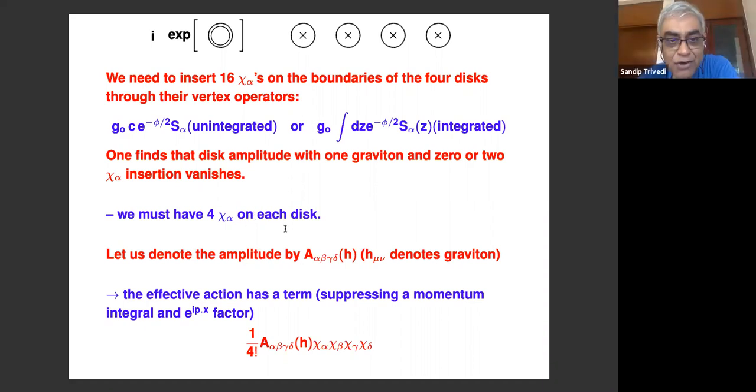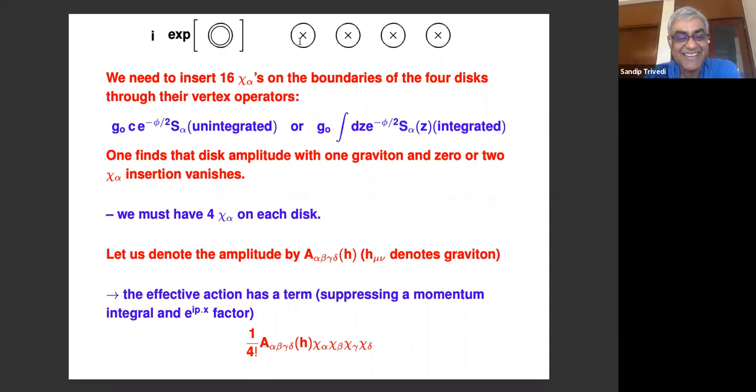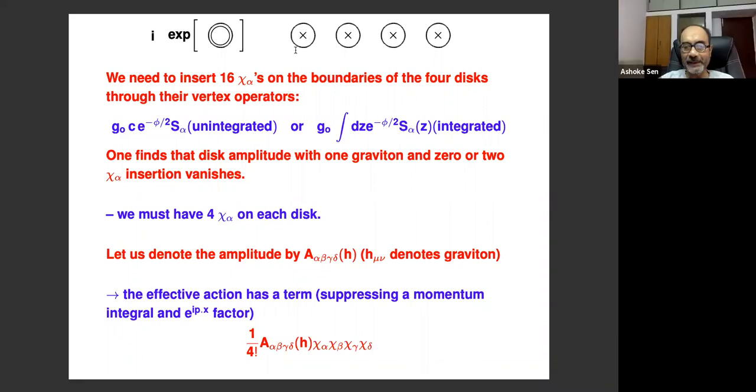Why? Sorry, Ashok, I'm very sorry, I missed part of the last few slides, but why does it have to be uniformly distributed? If it vanishes for 0 and 2, then why can't it be something else? We need 16 chi's altogether. Oh, okay, sorry. Yeah. So if it vanishes for 0, and you can't have an odd number because that's an odd number of fermions, right? So if you need to distribute 16, you need 4.